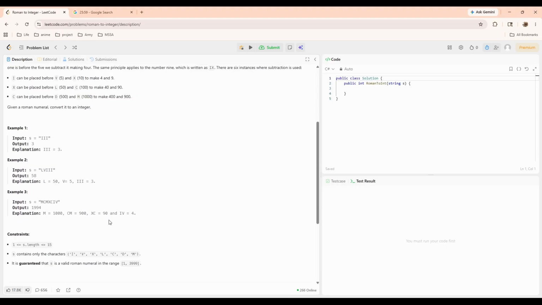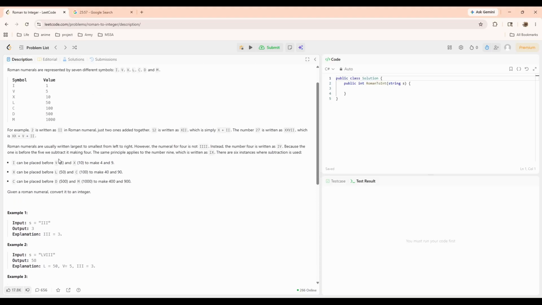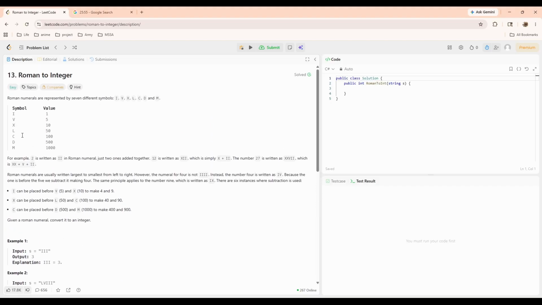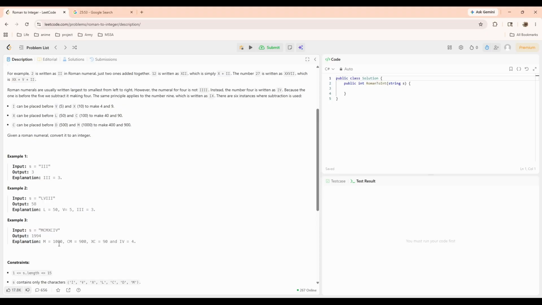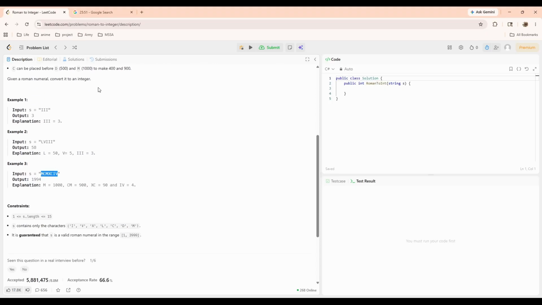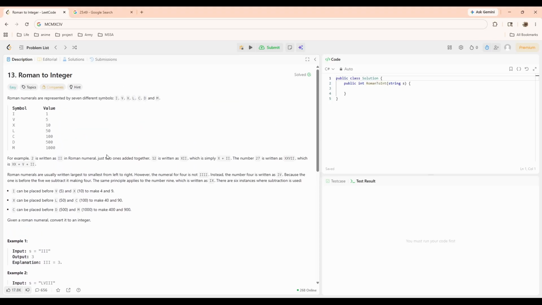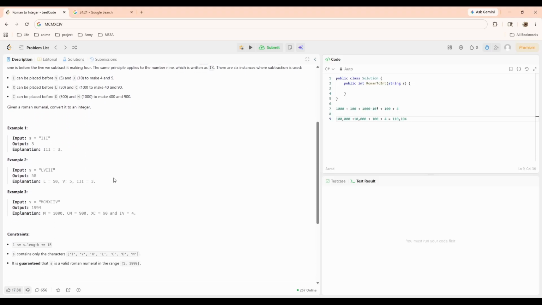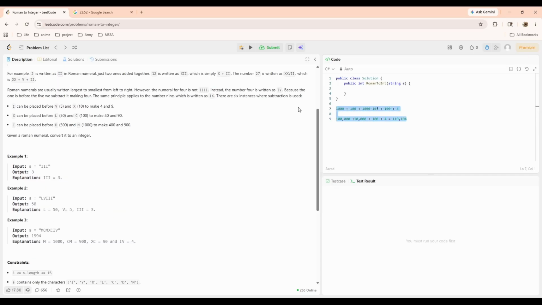Talking about bigger numbers, what's M? M is 1,000. Let me just copy paste this so I don't have to keep scrolling back and forth. Let's see if I understand this. Is it 110,104? Okay, that was so far off. Let me try again.